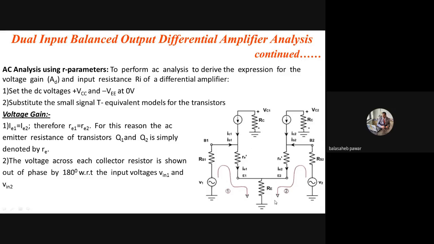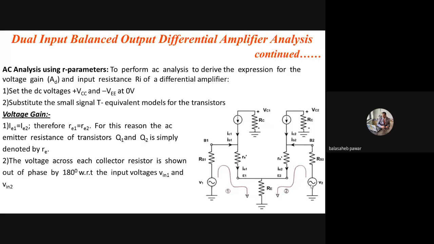Now as it is AC analysis, don't remove these V1 and V2, because these are the AC signals. The DC sources are the ones we consider as ground for AC analysis.